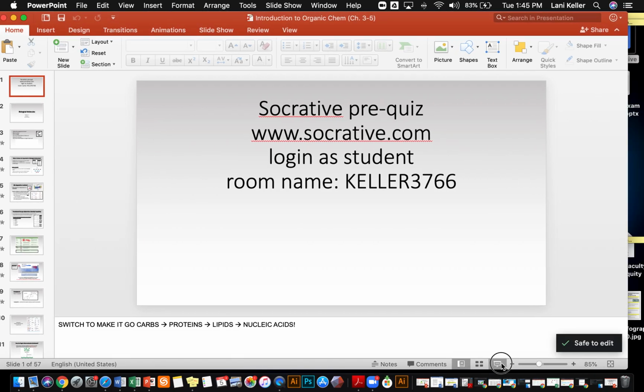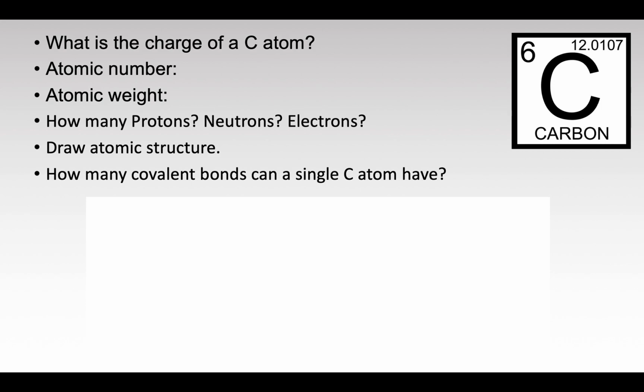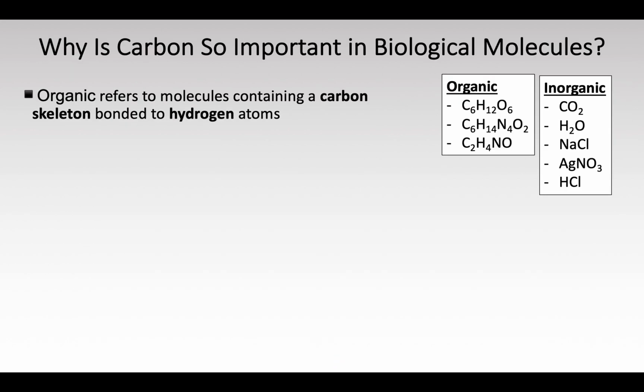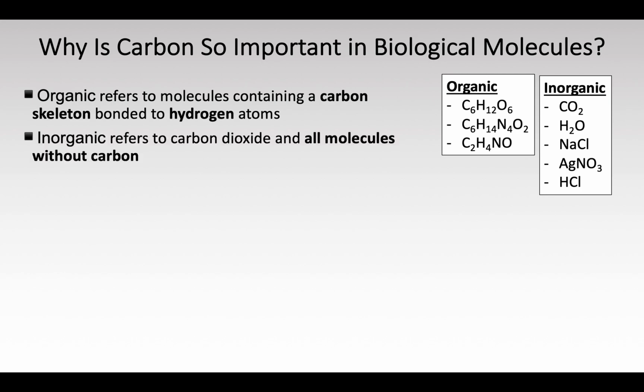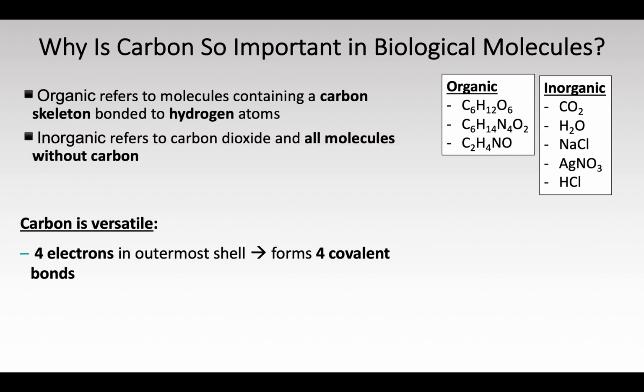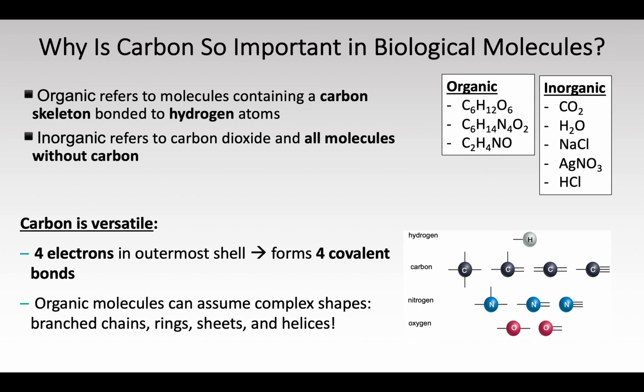All right, so biological molecules. This is a little bit of a review. Carbon is the most important biological molecule because it can form lots of different bonds, all right? So it can form 4 different covalent bonds with different things. Whereas hydrogen can only form 1, carbon can form 4, meaning it can have lots of different structures, leading to very complex shapes, branches, rings, sheets, and helices.